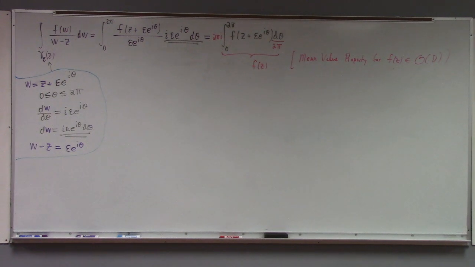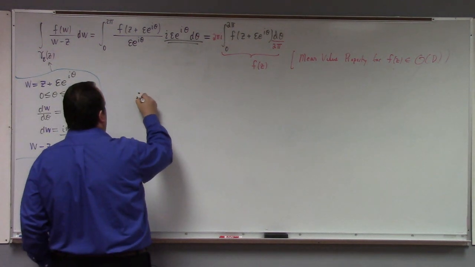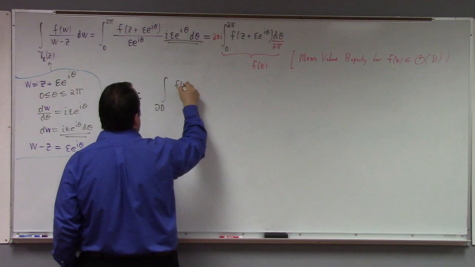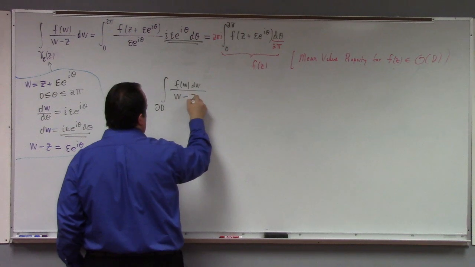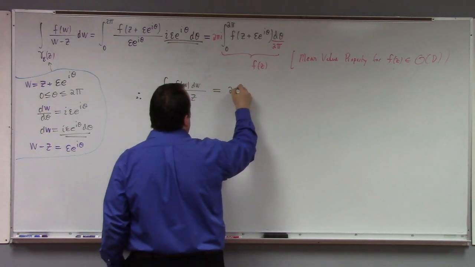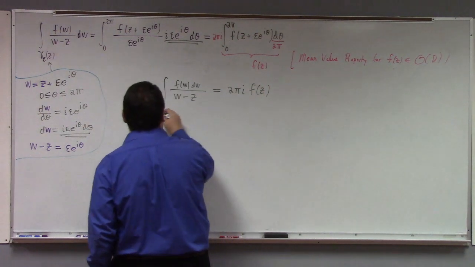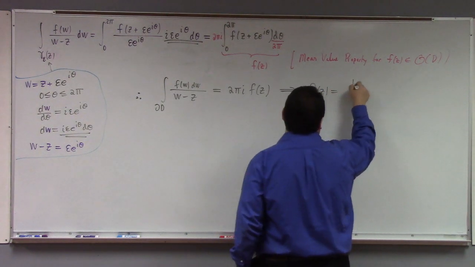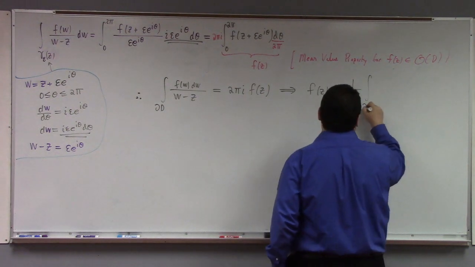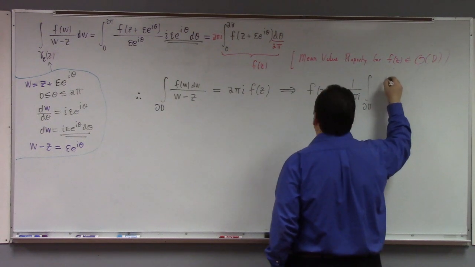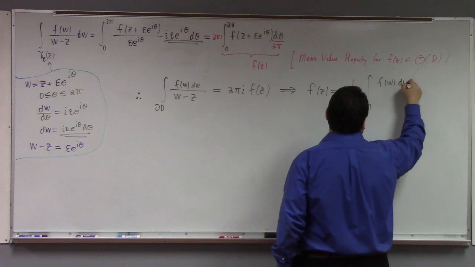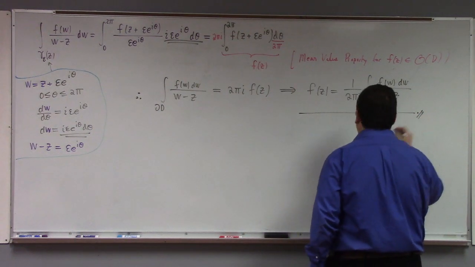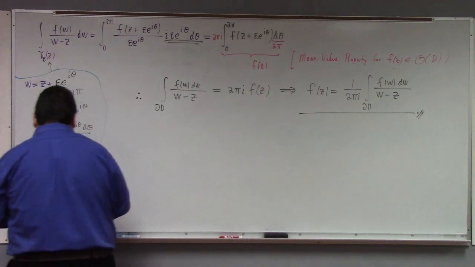And so once you know that, therefore, the integral over the boundary of D of f of W dW over W minus Z is equal to 2 pi I times f of Z. Up to how you write it, this also says that f of Z equals 1 over 2 pi I times the integral over the boundary of D of f of W dW over W minus Z. So there you go. That is Cauchy's integral formula. Let's rewrite it with a different letter.